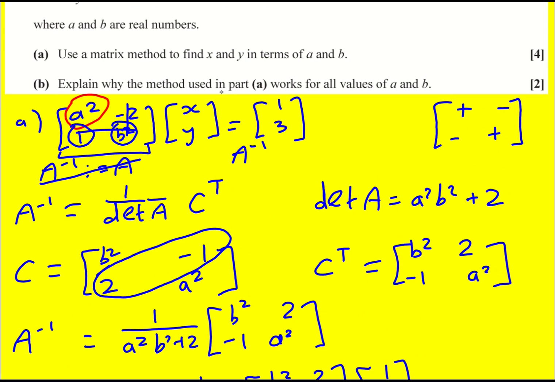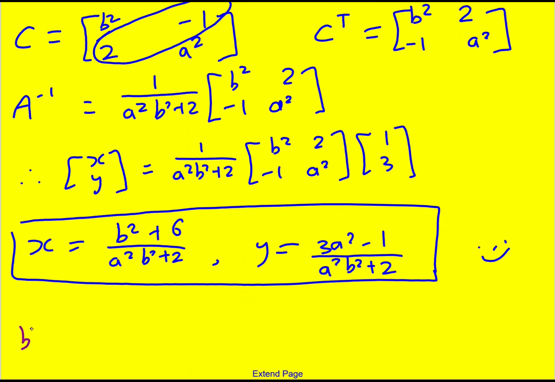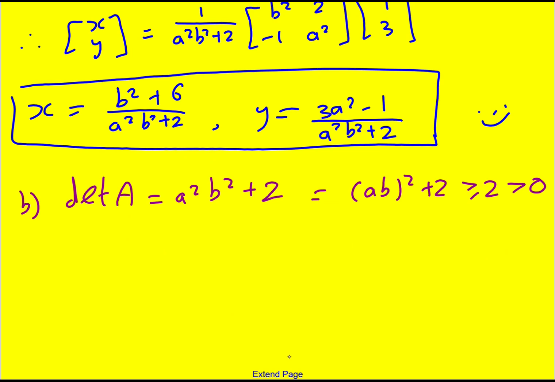Finally, we're asked to explain why the method used in part A works for all values of a and b. So the determinant of A, the only time that it fails is when it's equal to 0. Then it's called a singular matrix. You can't have an inverse, so you can't solve the equation. But here the determinant, remember, was a squared b squared plus 2. And this is (ab) squared plus 2. So, remember a and b are real, it's going to be greater than or equal to 2, so it's definitely greater than 0.